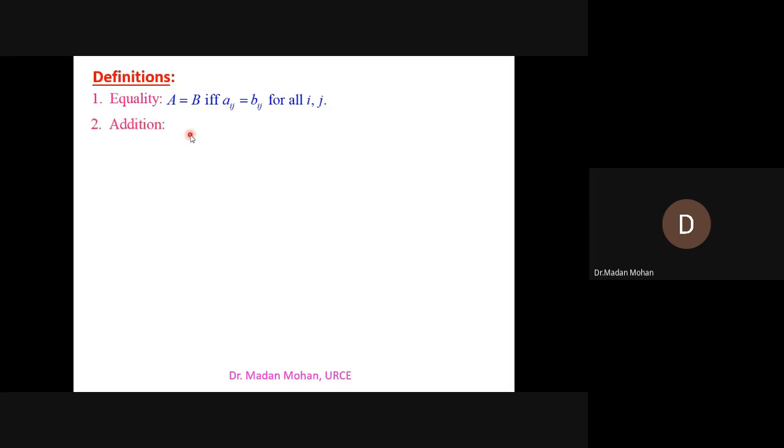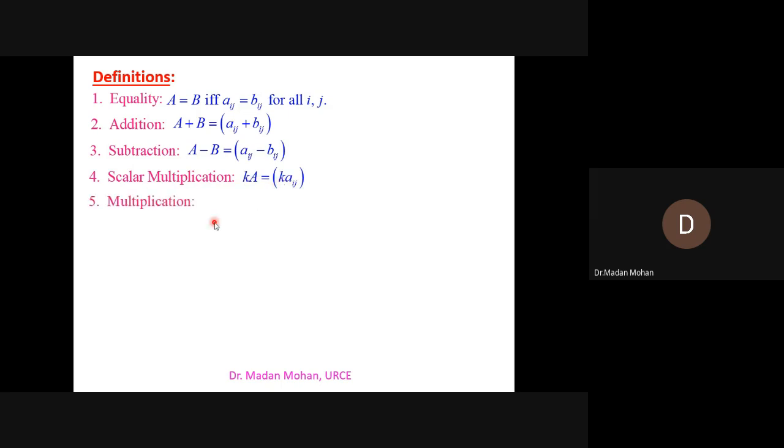Next, addition. A plus B: the corresponding entries addition, please. Subtraction, A minus B: Aij minus Bij. Automatically the order should remain the same. Scalar multiplication: K into A equals K Aij, means all entries of A multiply with K. Next, the multiplication.